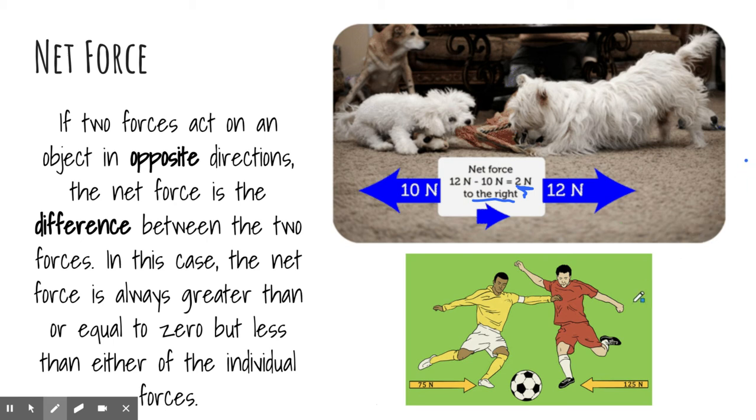In terms of our soccer players, we have the person on the red team. He's going to kick the ball with 125 newtons of force. We have the person on the yellow team. He's going to kick the ball with 75 newtons of force. Well, all we need to do is some subtraction. We would do 125 minus 75.